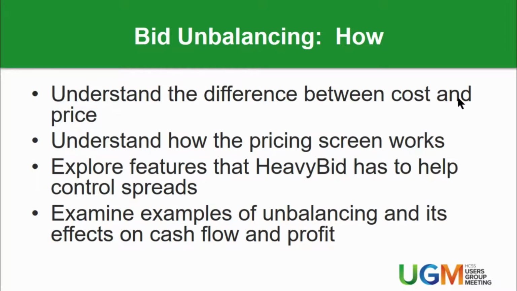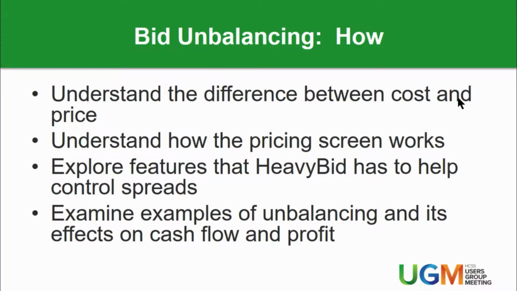Number 3, explore features that HeavyBid has to help control spreads. It's a 4-hour class if you take it down in Houston, and we could probably sit up here and talk about it for 4 hours. You're going to get a 25-minute run-through on it here once we get into HeavyBid. And the fourth one, examine examples of unbalancing and its effects on cash flow and profit, which is obviously why we're here and what I've been talking about for the last few minutes. Next slide.